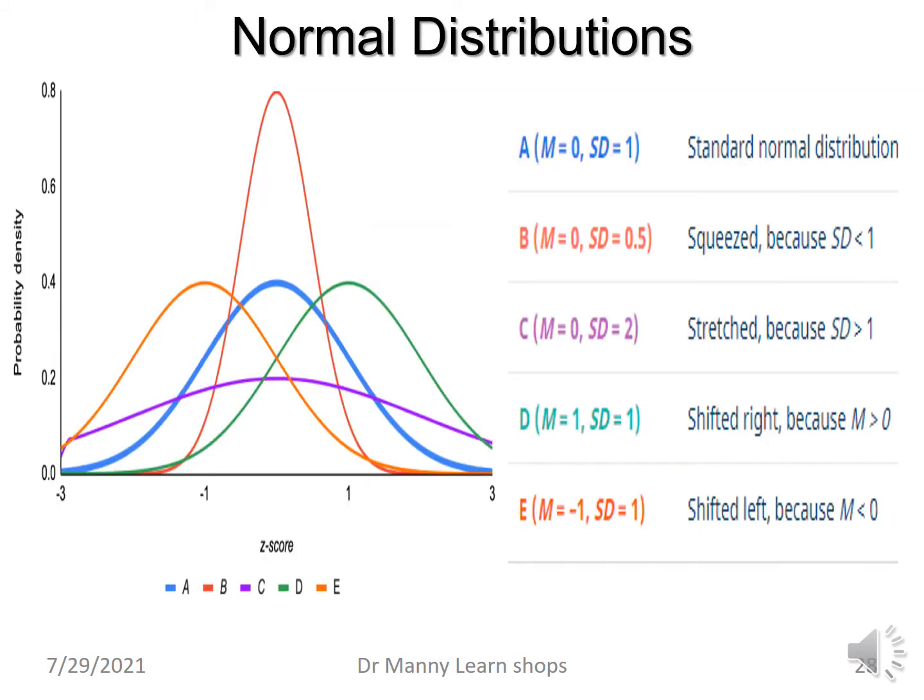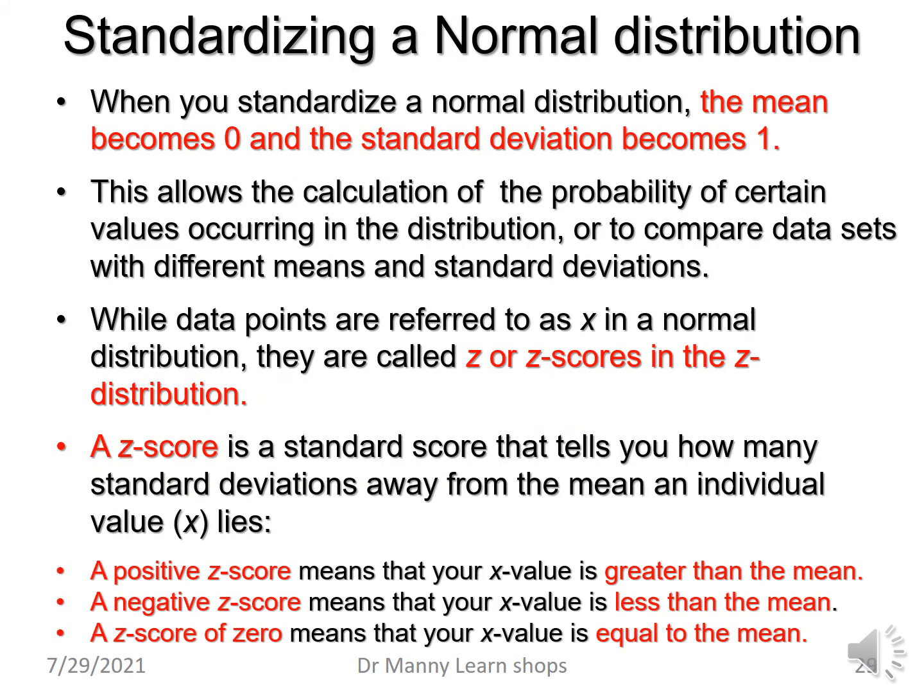So, examples of normal distributions: standard, squeezed, which basically means narrow, stretched, which basically means broadened, shifted right, shifted left, skewed left. When you standardize a normal distribution, the mean becomes 0. The standard deviation becomes 1.